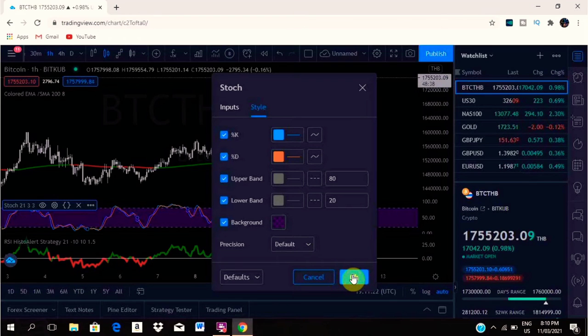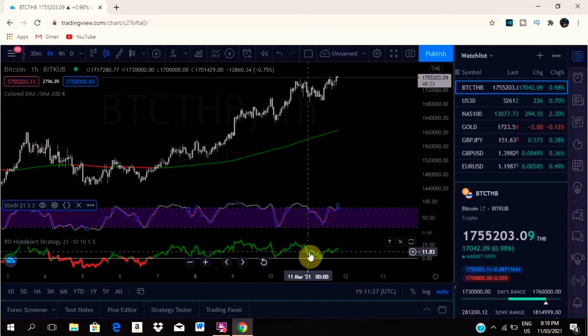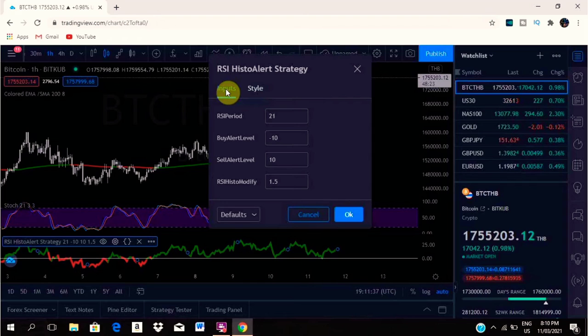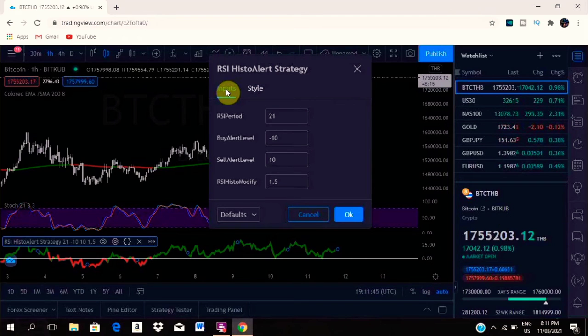Now let's go to the last indicator on our main chart, which is the RSI. Let me show you the settings before I talk about how each indicator works. As you can see here, we have a 21 RSI also. We have minus 10 and plus 10, but we are not bothered about the minus 10 or plus 10 that is here. I will show you the reason why.